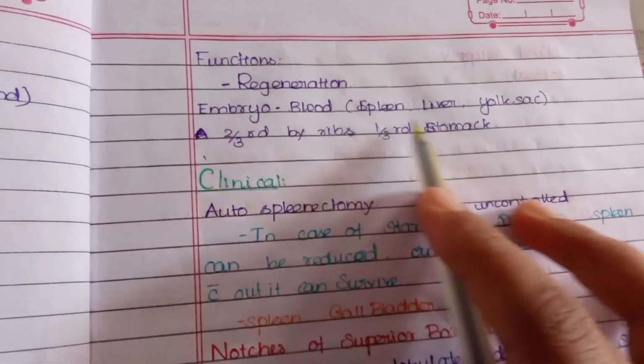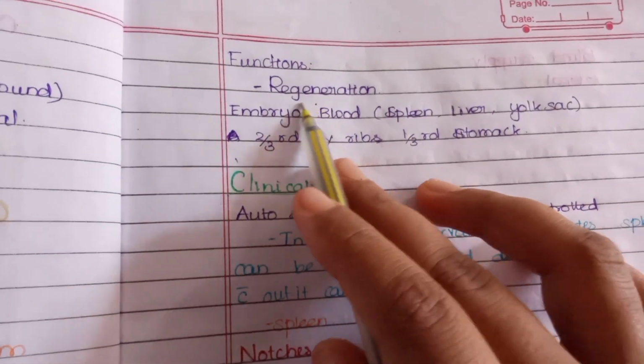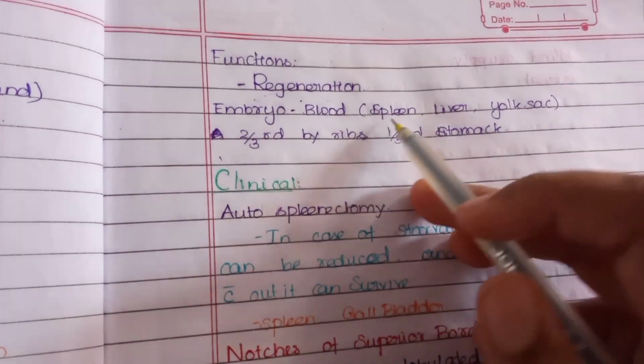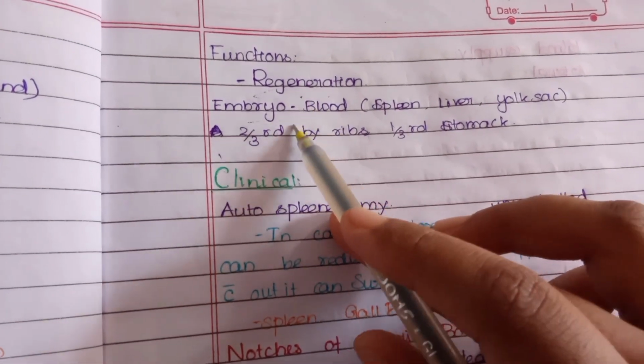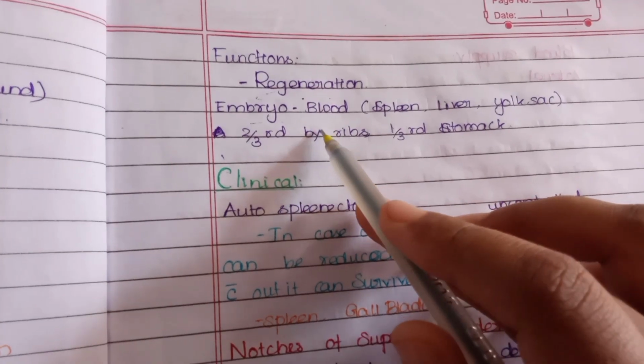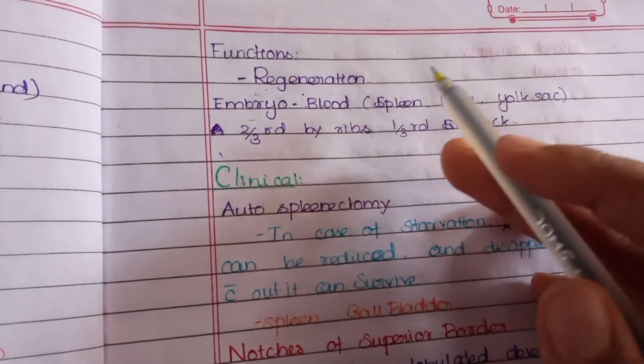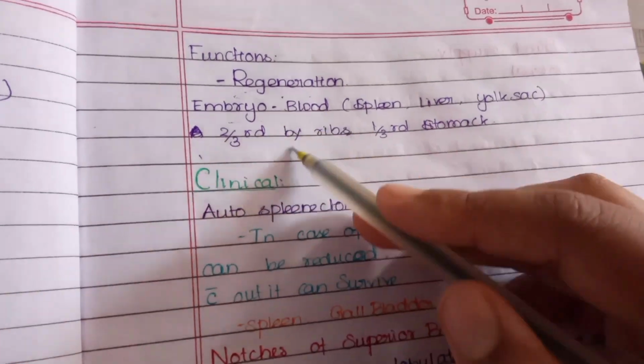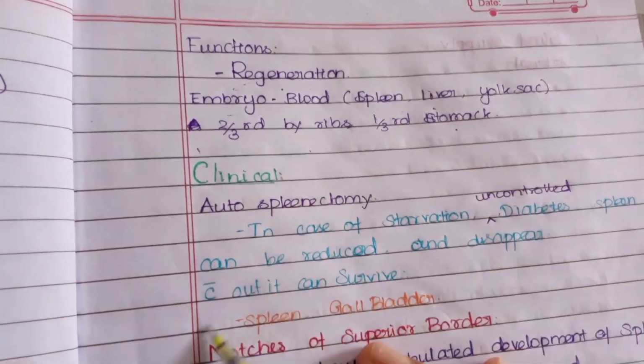Next, functions. See here, the spleen can undergo regeneration even if we remove some part. Then, in the embryo, it acts as an organ for erythropoiesis. Spleen, liver, yolk sac, everything acts, right? It is covered 2/3 by ribs and 1/3 by stomach.